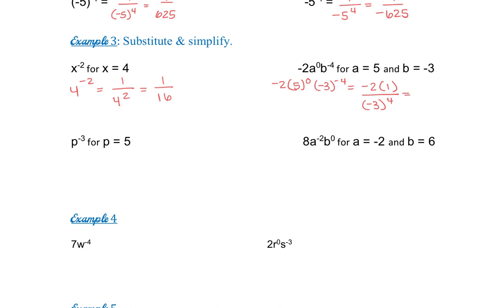So then we get negative 3 to the power of positive 4. All right. Negative 2 times 1 is negative 2. And then negative 3 to the power of 4, that is saying negative 3 times negative 3 times negative 3 times negative 3. Negative 3 times negative 3 is a positive 9. And then negative 3 times negative 3 is a positive 9. 9 times 9 is 81. All right, so then our final answer there is negative 2 over 81.